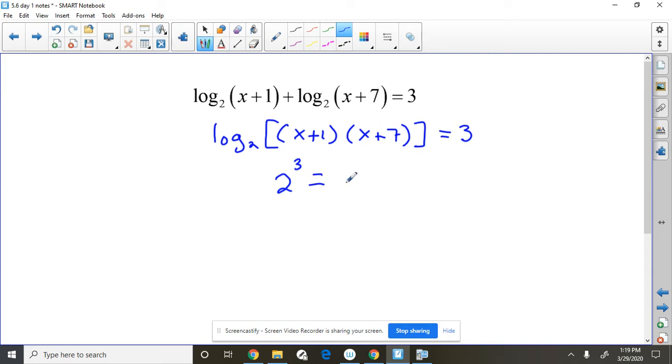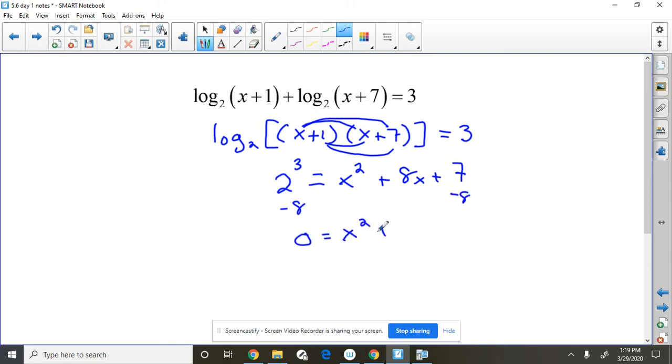Let's multiply out x plus 1 times x plus 7. X times x, I have x squared. I have x times 7, and also 1 times x. And I have 1 times 7. Now I have a quadratic, and I'm going to set it equal to 0. 2 cubed is 8, so I'm going to subtract 8 from both sides. And I get 0 equals x squared plus 8x minus 1.